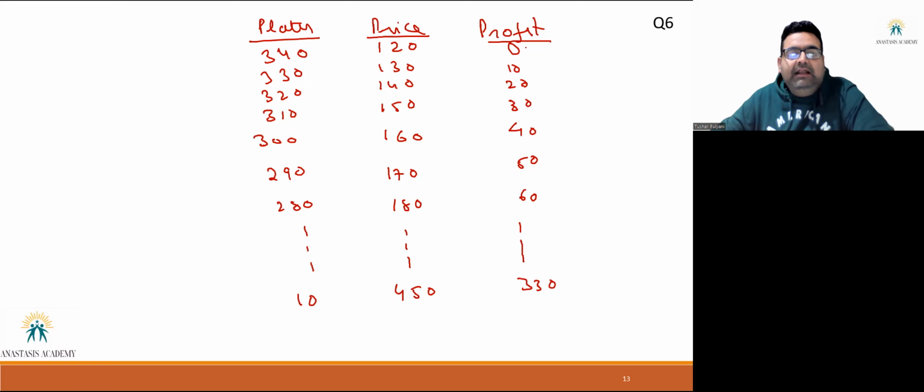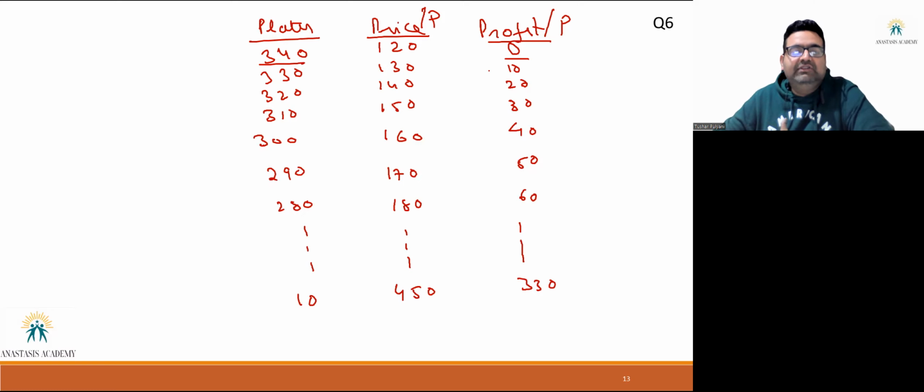An interesting observation is that finally I have to calculate where my profit is maximum. This is price per plate and this is also profit per plate. So to get the overall profit, I have to multiply this profit by the number of plates: 0 into 340, 10 into 330, 20 into 320, and so on till 330 into 10. So I have to see where my product is maximum.